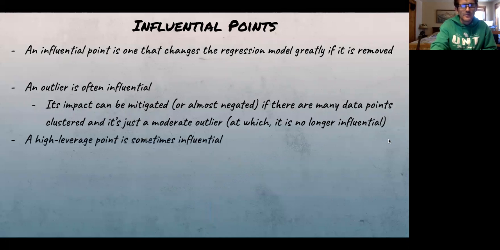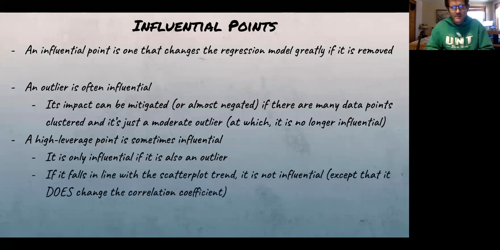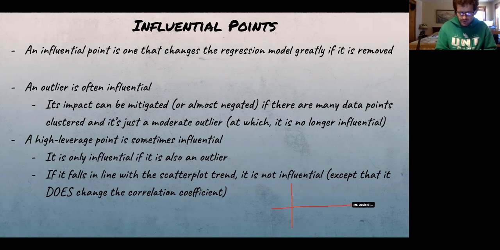A high leverage point is sometimes influential, and again, that depends on if it's also an outlier. If it falls in line with the scatter plot trend, it's not influential, but it does change the correlation coefficient. So just to make sure it's really clear, if I have a cluster of data like that with a trend line, this point would be high leverage that's not influential.